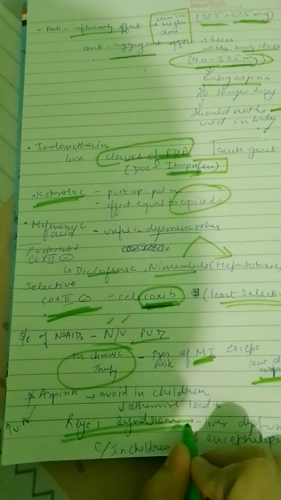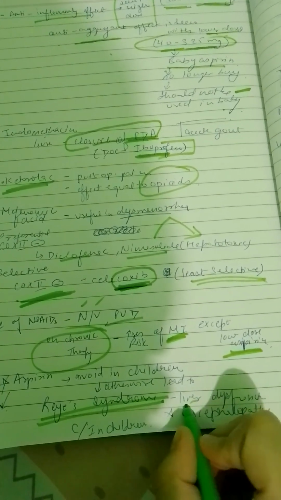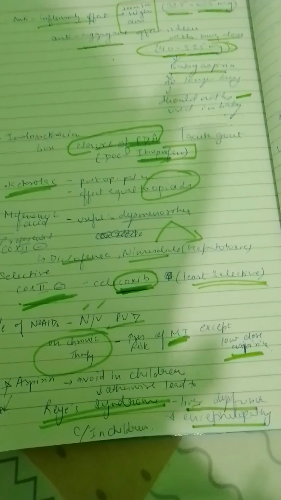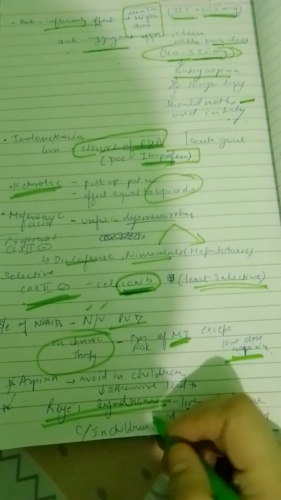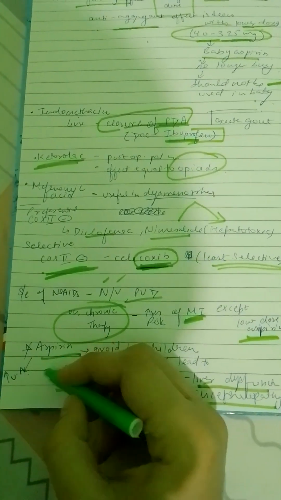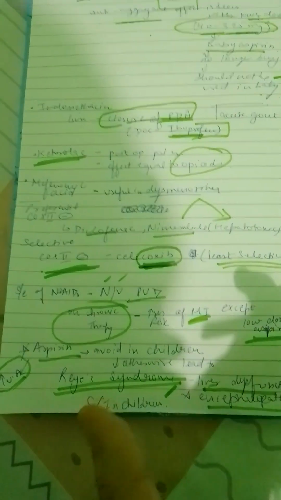I have told this already. In Reye's syndrome, in children there will be liver dysfunction and encephalopathy, meaning a brain problem. So it is contraindicated in children. One more thing is that aspirin can also increase the uric acid, so it should never be given in case of gout also.